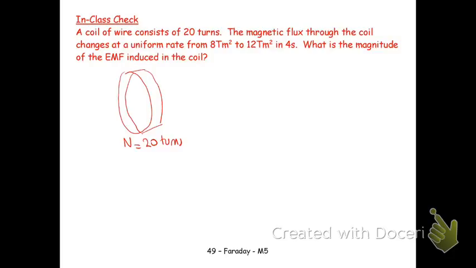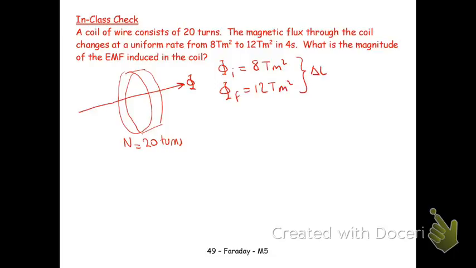So I'm going to show this is my flux. I don't have to show all the little lines, I just have to show, you know, there's my flux. And flux initial is equal to 8 Tesla meter squared. And flux final is equal to 12 Tesla meter squared. And my delta T equals 4 seconds. If you want, especially when you first begin, visualization is important.